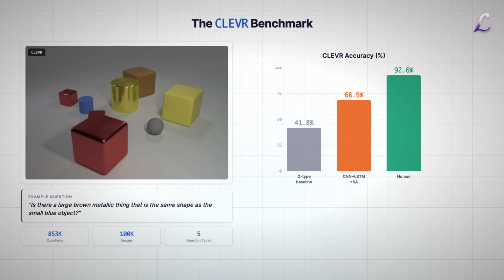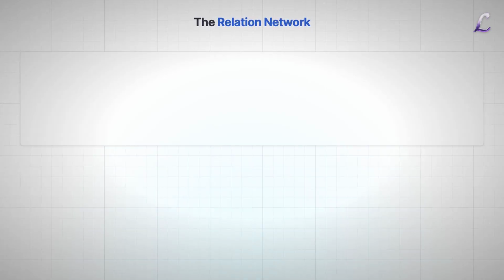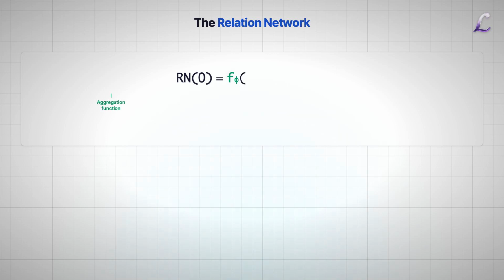They needed a new architecture. The researchers introduced the relation network, or RN. It's not a whole new brain. It's a module you plug into existing networks. The core idea is simple. Force the network to compare every single object against every other object.